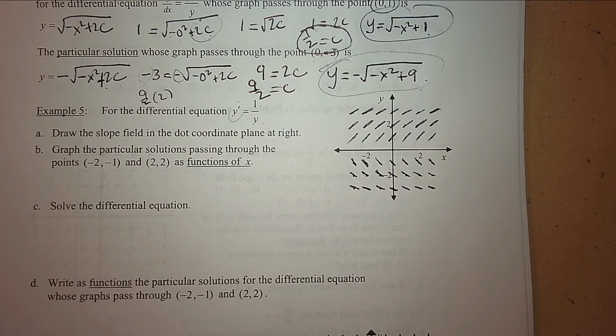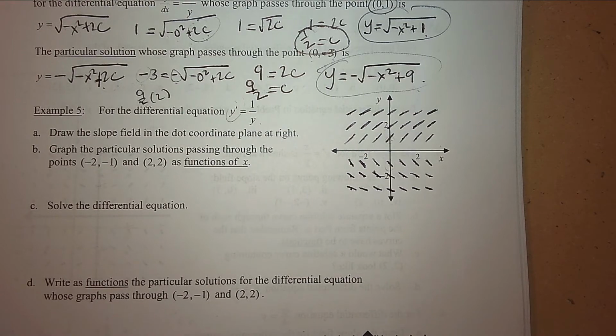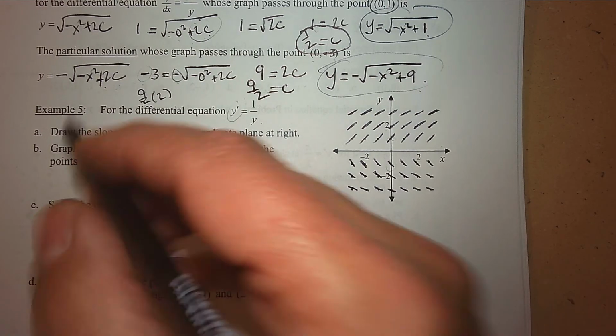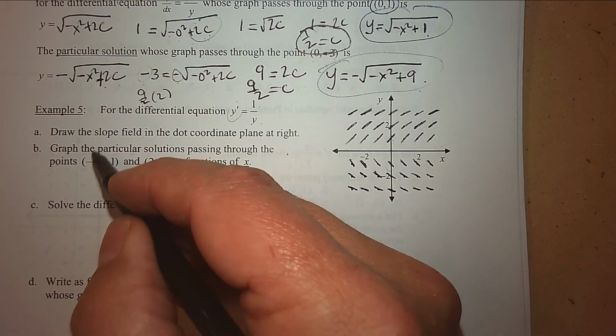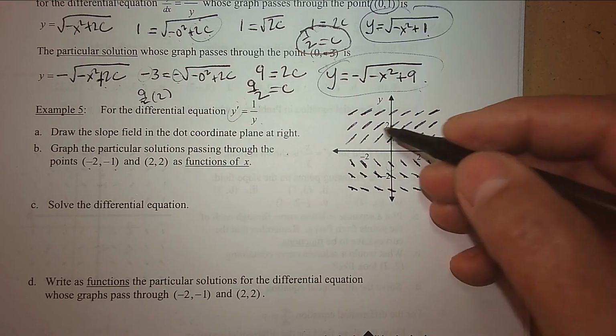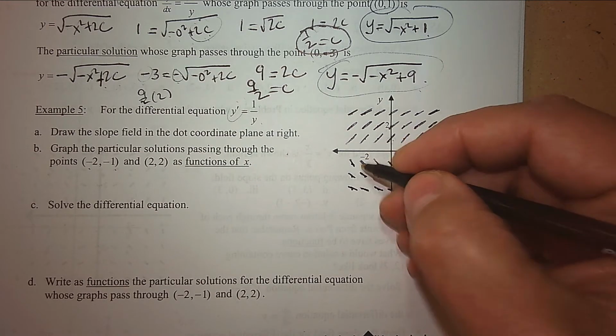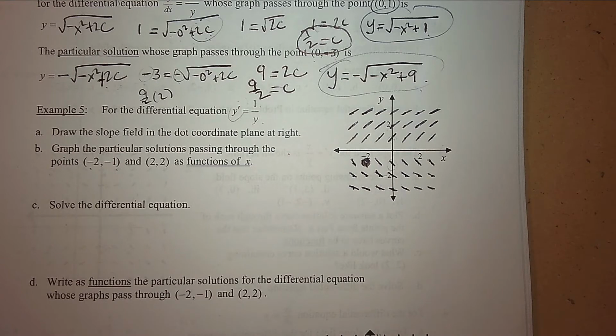Hey, we just did a slope field. That was your second one. Hey, congratulations for doing your second slope field. Part B says what? It says graph the particular solutions passing through what points? -2 and -1. Let's start there. Can you identify where -2 and -1 is? There it is.